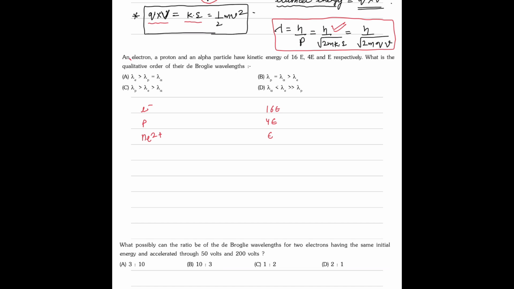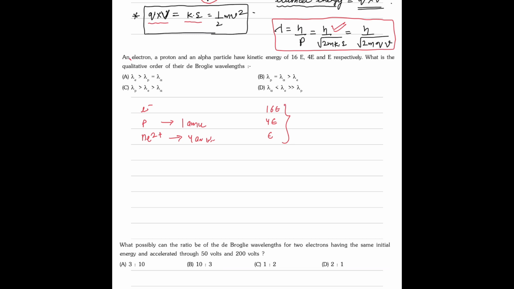Now this formula requires two things. H is Planck's constant, so it is not required right now. m is the mass of the particle and K is the kinetic energy of the particle. The kinetic energies are given to us and we need to know the mass. Now we know the mass of a proton is how much? Mass of a proton is 1 AMU, right? And mass of a helium particle is how much? 4 AMU. The helium particle has the mass of 4 AMU, right?